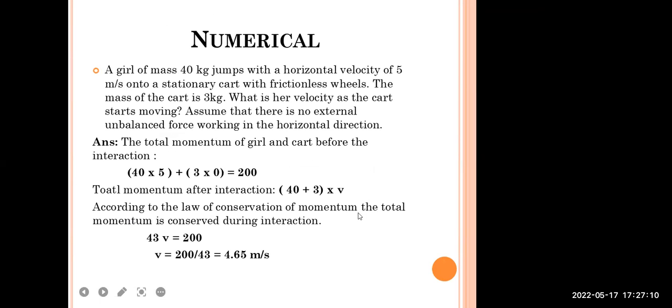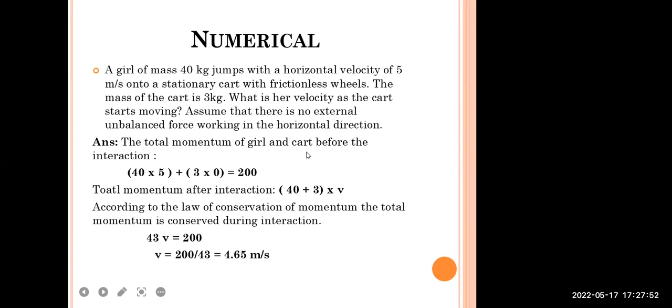Again, we'll see one numerical example which is based on the conservation of linear momentum. A girl of mass 40 kg jumps with a horizontal velocity of 5 meters per second onto a stationary cart with frictionless wheels. The mass of the cart is 3 kg. What is her velocity as the cart starts moving? There is no external unbalanced force working in the horizontal direction. They have stated frictionless because if a frictional force were added, your calculation would be different. So you are not supposed to consider the frictional force.